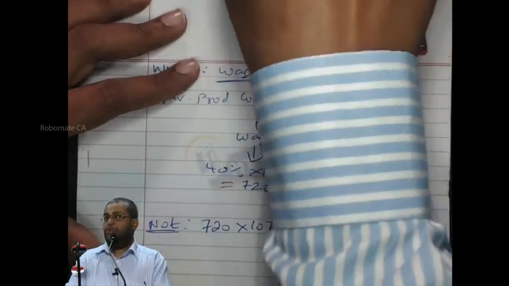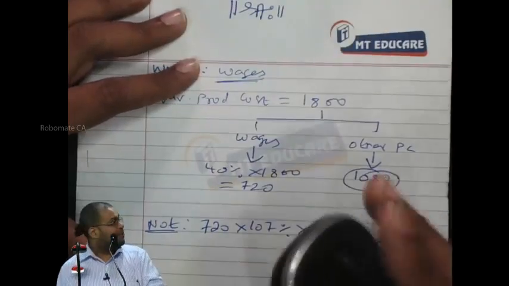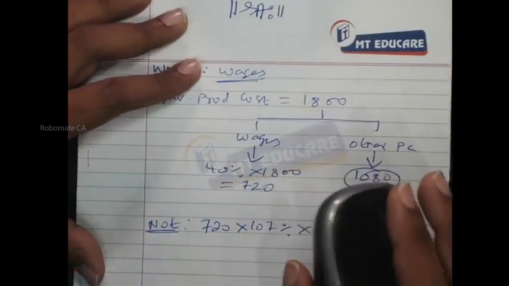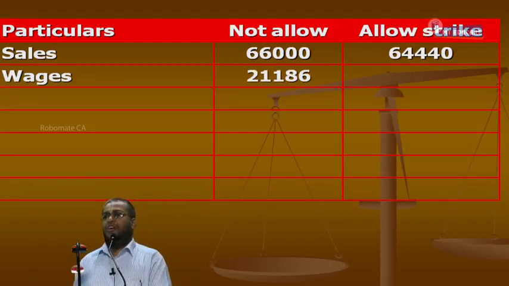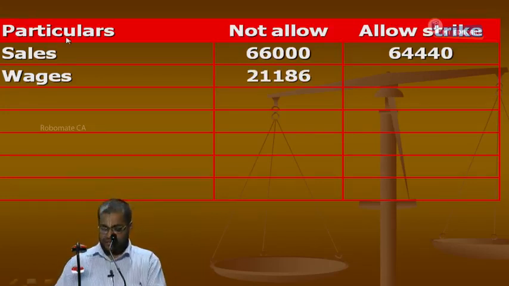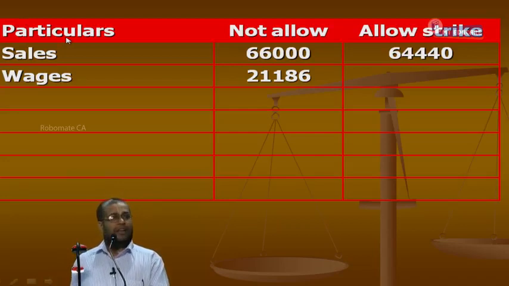No. So please go to your main statement. Write wages, not allow strike. What is the amount? 21,186. Not allow strike, the amount is 21,186. When you write in brackets, it should be reduced from the sales. Can I proceed to the next calculation or not? No. Same working note 1 itself.